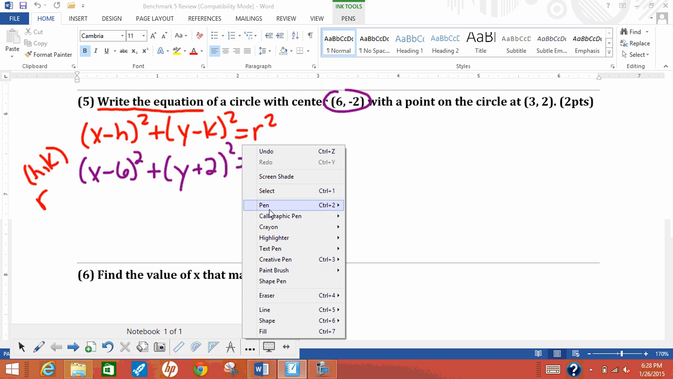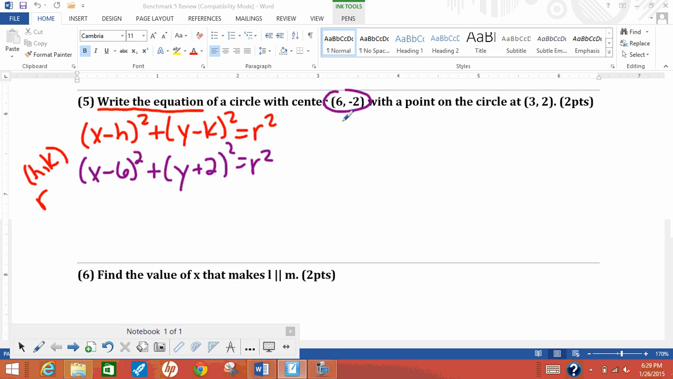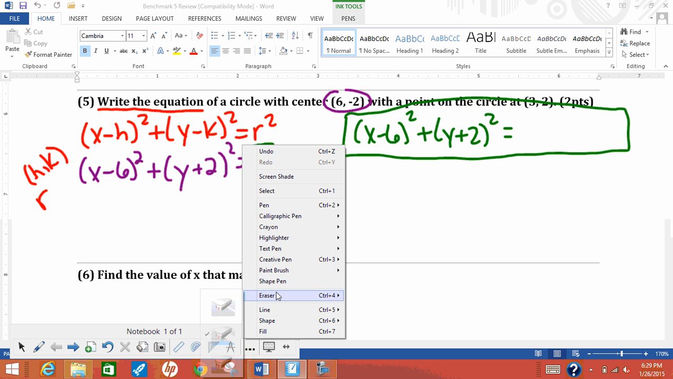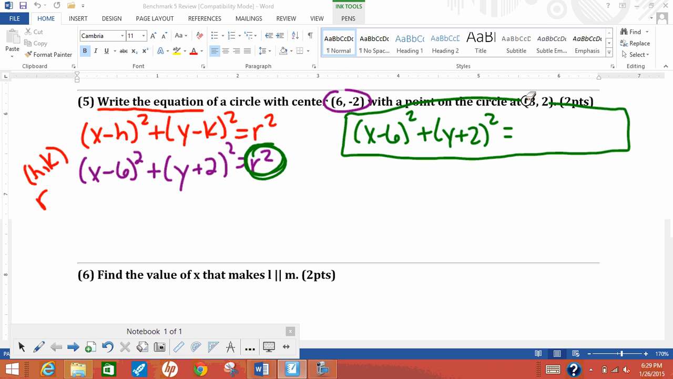So I'm going to make sure that I know what I'm answering. And I'm going to go ahead and start my answer over here, and I'll box it in. So I know part of my answer is (x minus 6) squared plus (y plus 2) squared equals something. We have to find out what that r squared is. We have a point on the circle that's (3, 2). So that means that we should be able to plug 3 in for x and 2 in for y, and we'll be able to find r.